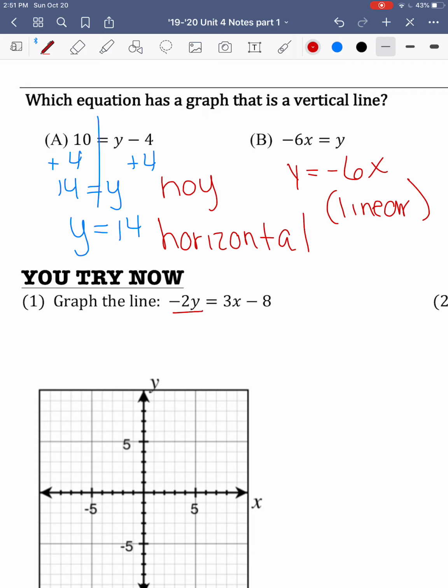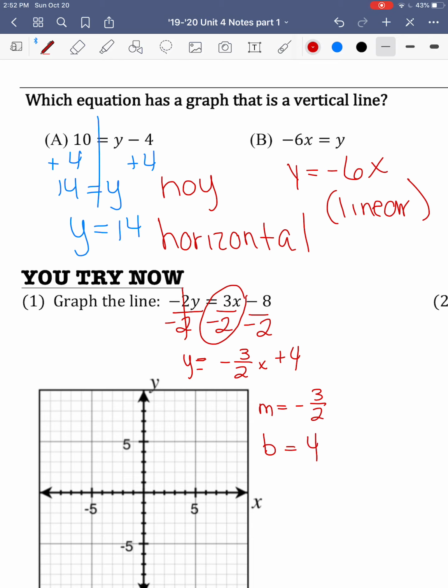So in number 1, y is not by itself. So I'm going to divide everything by -2. This is an interesting try-on-your-own problem, because this cancels, so then you get y equals, and this is a fraction that doesn't reduce. So just keep it as -3/2 x, and then plus 4. See if you got that equation correct first of all. Then my slope is just -3/2. My y-intercept is 4. So I go to 4. I'm going to go down 1, 2, 3 over 2. Or in the other direction, I'll go up 3 and to the left 2.